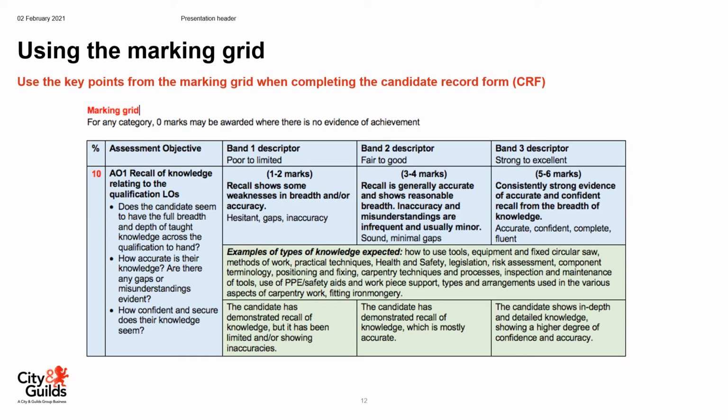Some examples of the type of knowledge expected would be how to use the tools and equipment accurately, the use of PPE, safety aids, how to fit ironmongery, etc. And the very bottom box where it says the candidate has demonstrated recall of knowledge and is being limited. So an example again for band 2, demonstrated recall of knowledge, it's mostly accurate, and the candidate has shown in-depth knowledge, so some examples of a band 3 candidate.